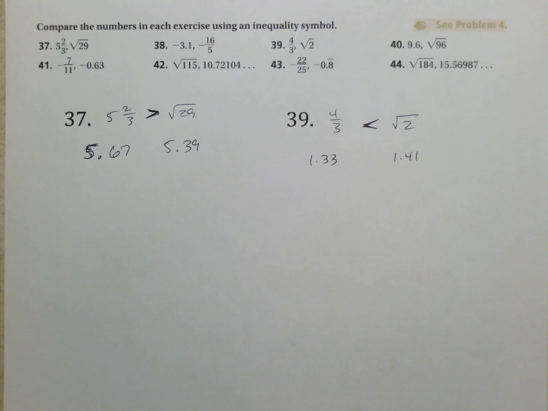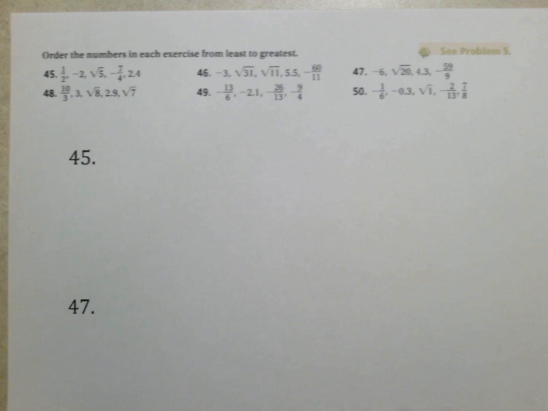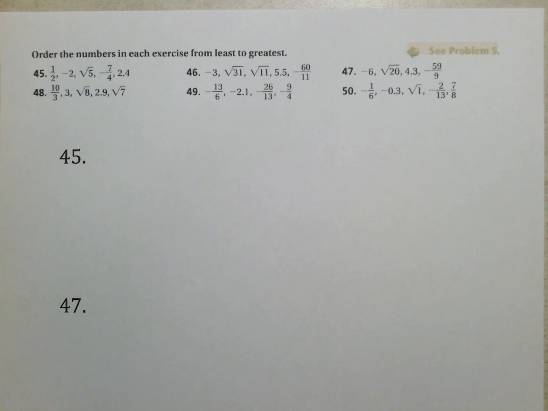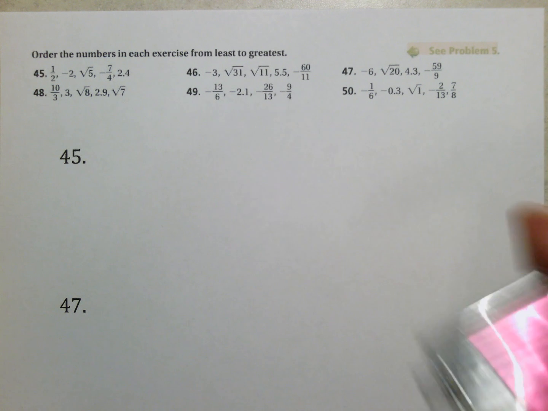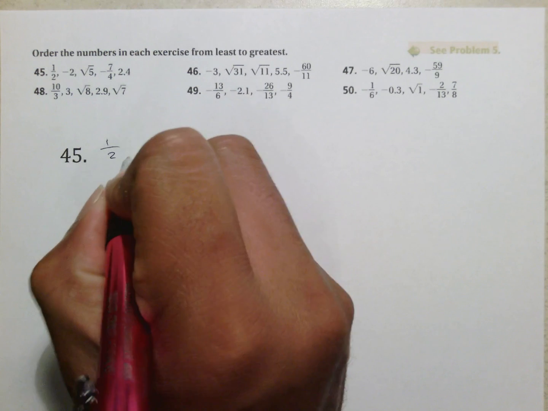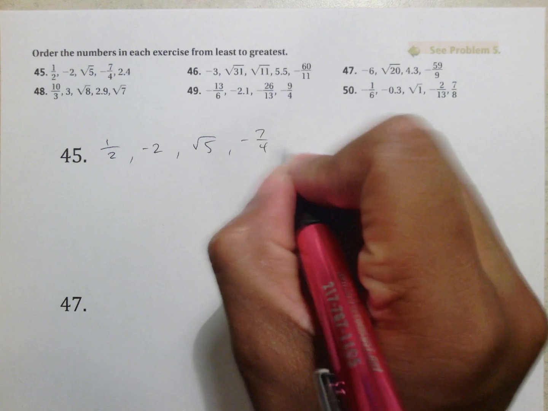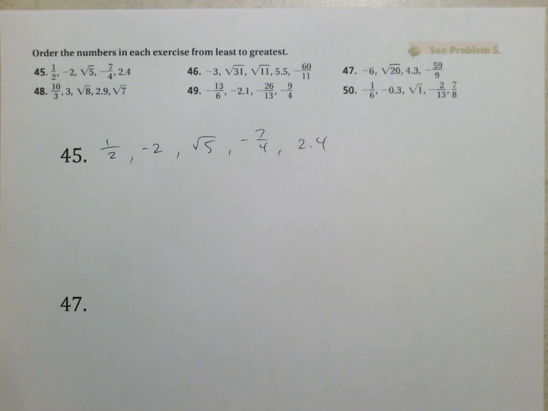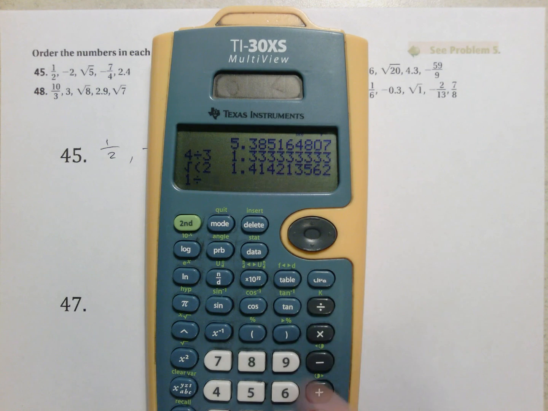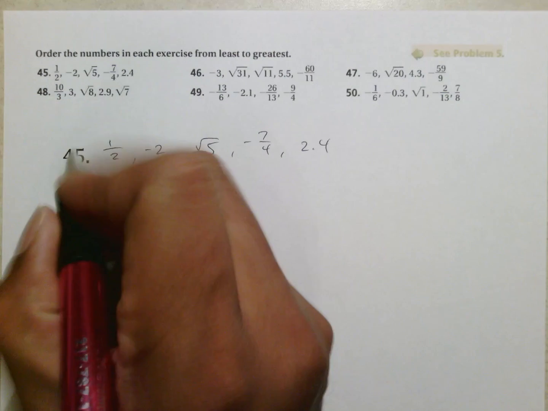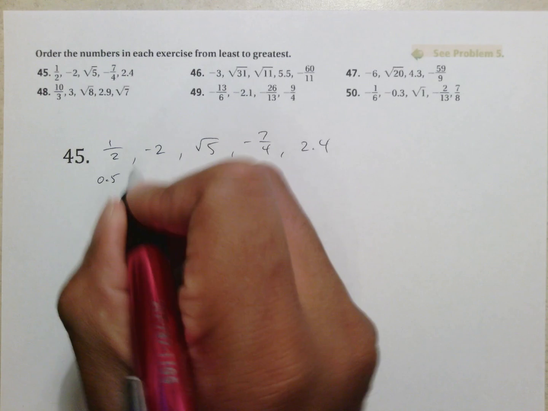The reason we're doing that is so that we can put numbers in order. Look at the next section, 45 through 50. This is really the hardest part of this section, because it just takes so much work. On 45 you've got 1/2, -2, square root of 5, -7/4, and 2.4. All you have to do is make sure you know how to turn everything into a decimal, and then order it from there. If you don't know what 1/2 is, just do 1 divided by 2. You see that's about 0.5. -2, of course, is -2.